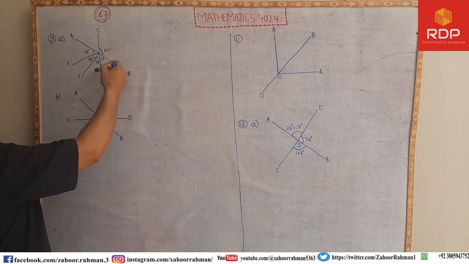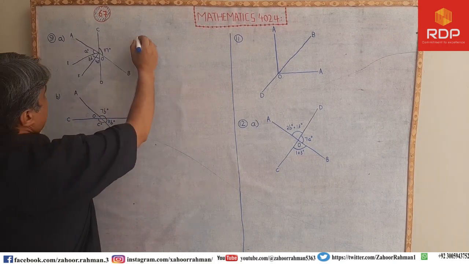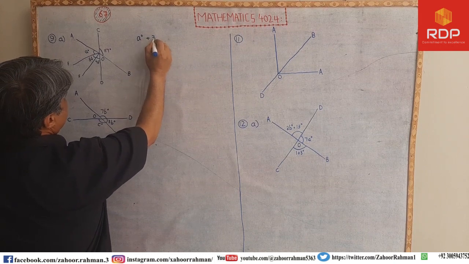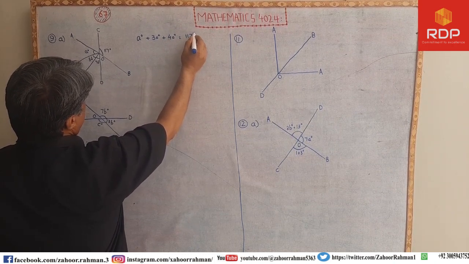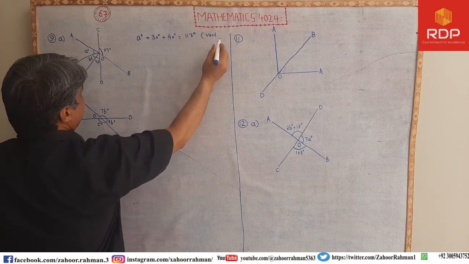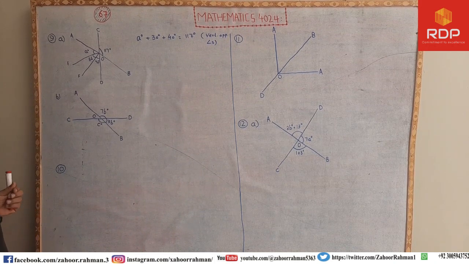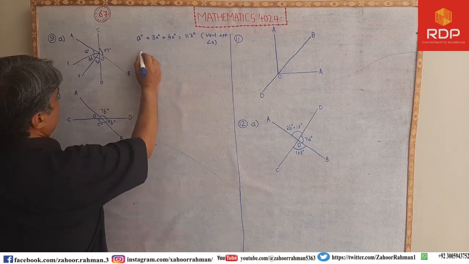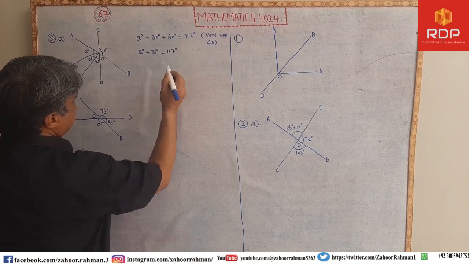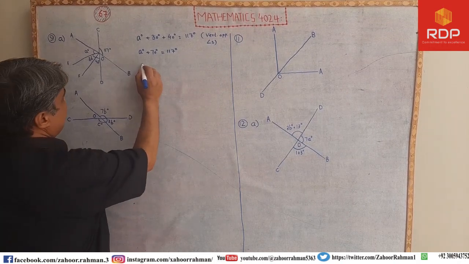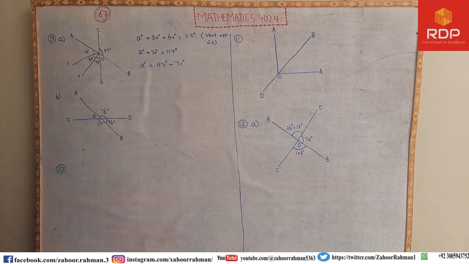Ladies and gentlemen, when this and this is a straight line, then 117 and this are equal. We can write that A degree plus 30 degree plus 40 degree is equal to 117 degree, and that is vertically opposite angles. Through this theorem, we are using this one. So now we are adding: A plus 70 degree is equal to 117 degree. We have to shift. A is equal to 117 degree minus 70 degree.